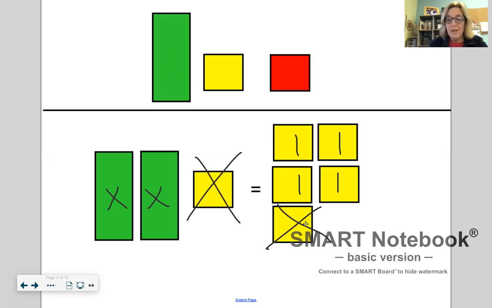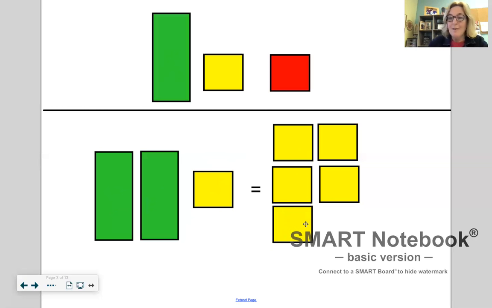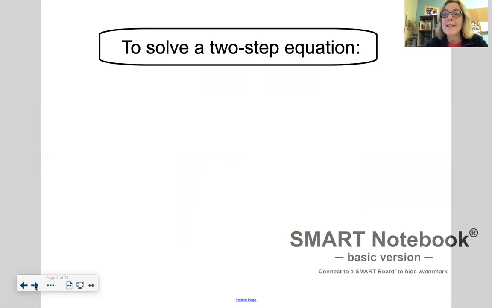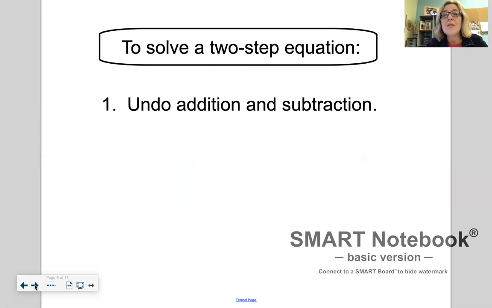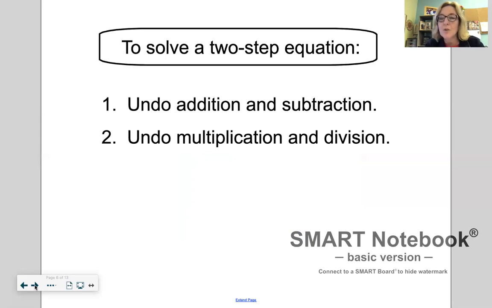So what did we do there? We took away the constant that was attached to the x's, and then we divided by the number of x's. That's pretty much taking what we did with single step equations and just doing it in a particular order. So to solve a two-step equation, we're going to first undo any addition and subtraction that's going on, and then we will undo multiplication and division. So what does that mean?